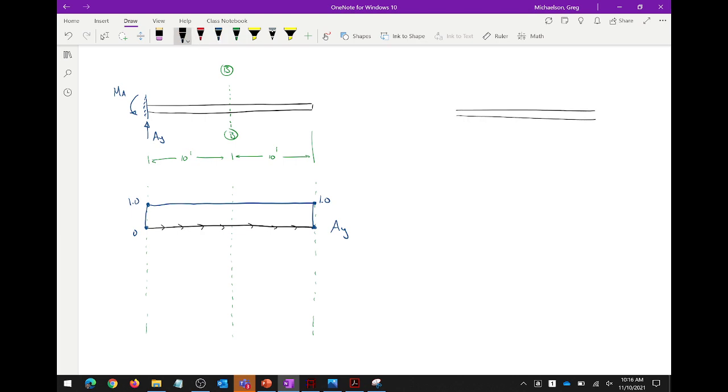Let's say I have a cantilevered beam, and I put a 20 kip load right there. What's that vertical reaction? 20 kips. Okay. What if I put a 20 kip load right there? What's the vertical reaction?